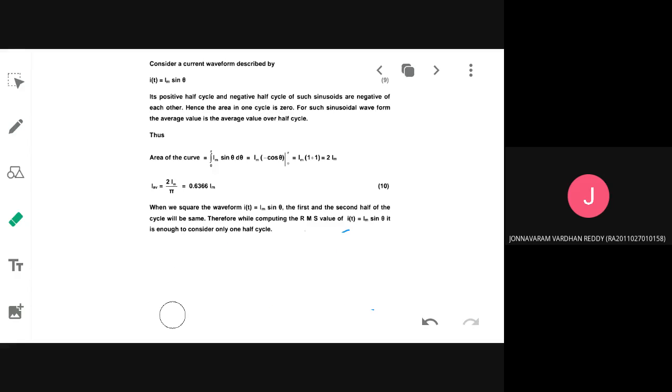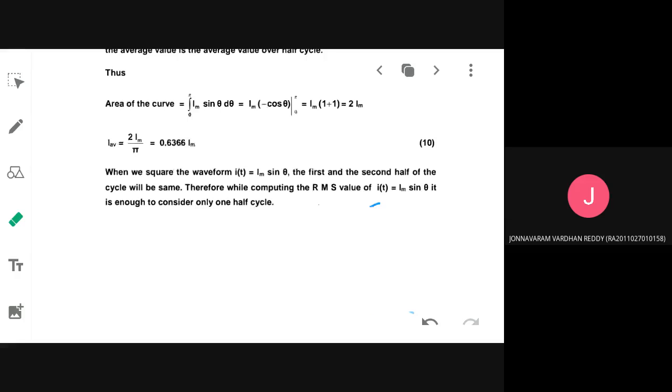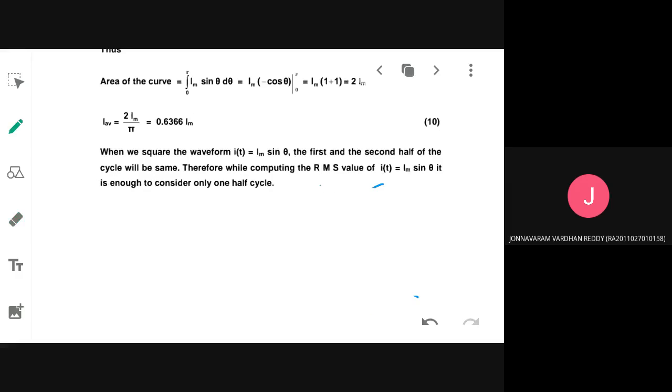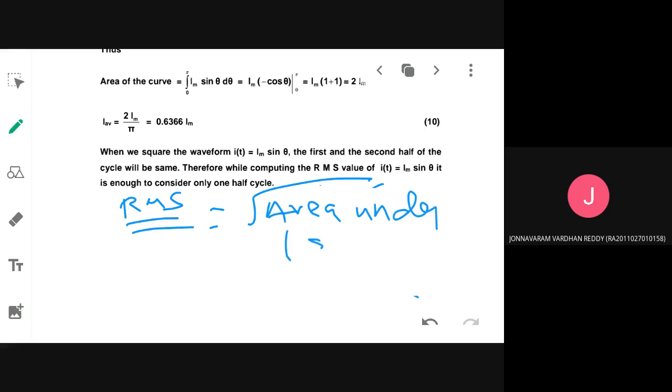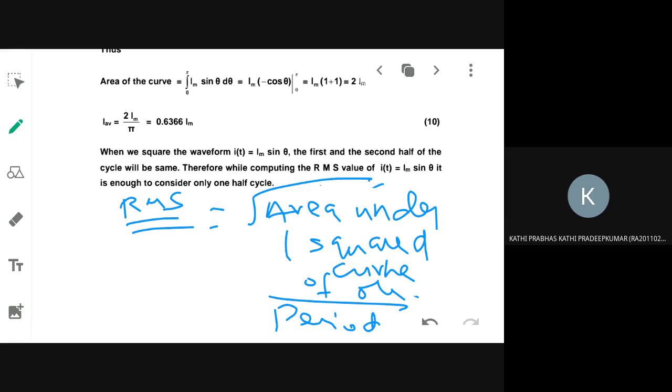Now I want to derive the RMS value. So what will be the RMS? RMS derivation I want to proceed. You know the formula that you have taken down: area under the squared curve of one cycle divided by the period. This is giving you the RMS value. Here also the period is pi, but you don't know the area under the squared curve.